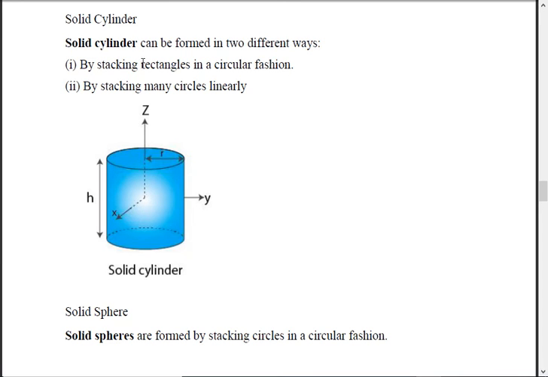filled from inside. A solid cylinder can be formed by stacking circles linearly. If you put one circular plate over another, you will form this cylinder. But what is this rectangle?